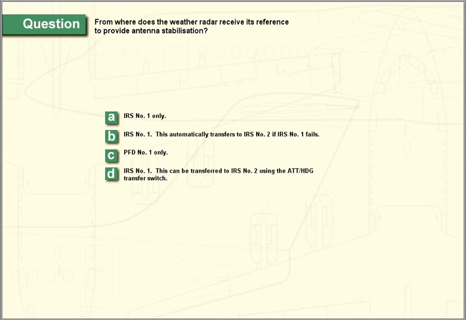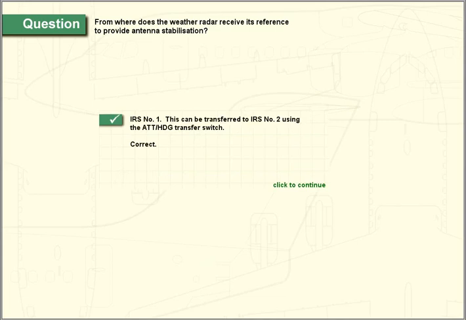From where does the weather radar receive its reference to provide antenna stabilization?